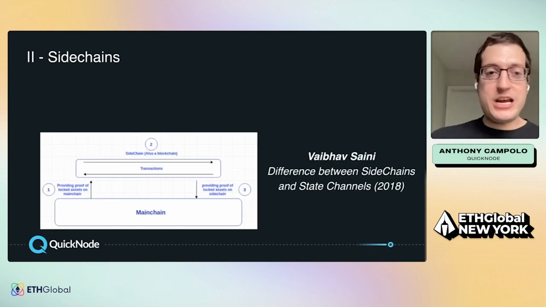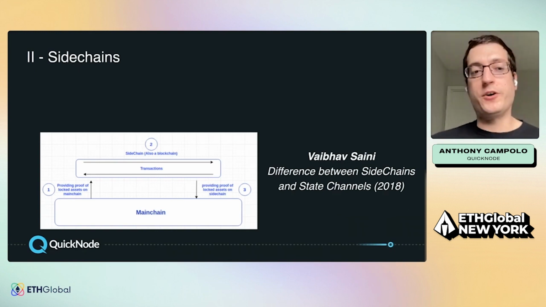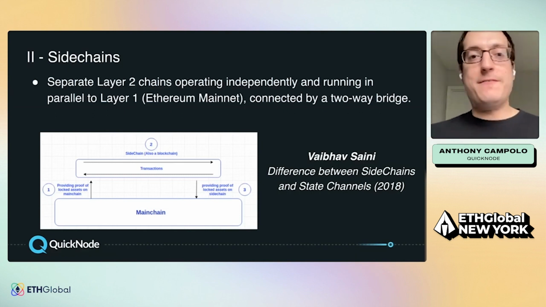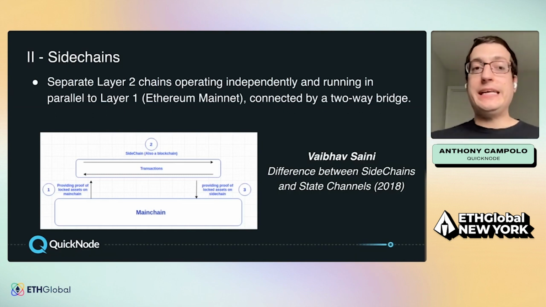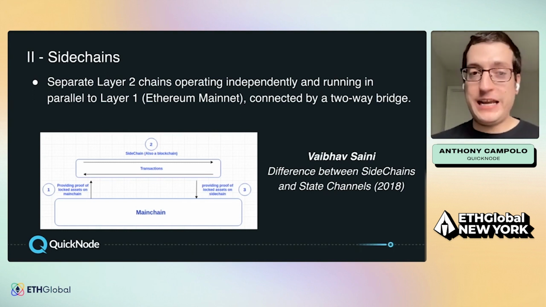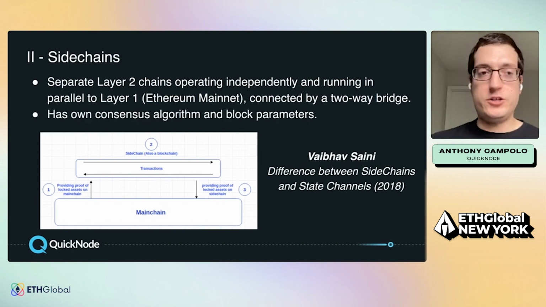And with a side chain, as you can see in this diagram, you have the main chain and then you have the side chain. And then you have some sort of proof that allows you to arbitrate whether the transactions are true or not. And so you have it operating independently and running in parallel to the layer 1. So both are happening at the same time, and they're both running in concert with each other. And then they're speaking to each other through some kind of bridging technology.